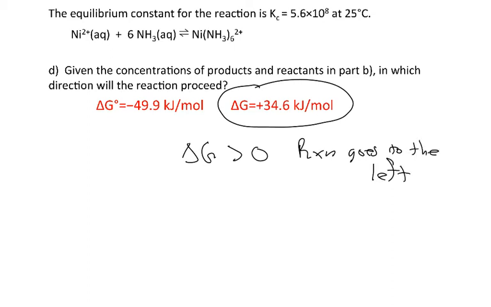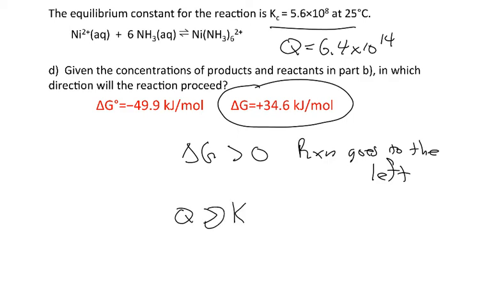Or an alternate way to answer this question is, if I want to know reaction direction, I can compare Q to K. So here's K. If you remember from part B, we calculated that Q was 6.4 times 10 to the 14th. So because Q is greater than K, that'll tell me that the reaction is going to go to the left. So there are two ways that we can answer this. I can answer it with delta G, because that's positive, that tells me the reaction goes to the left, or I also know that because Q is larger than K, that also tells me the reaction goes to the left.